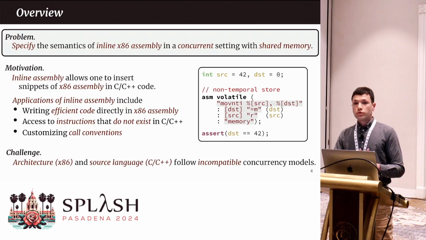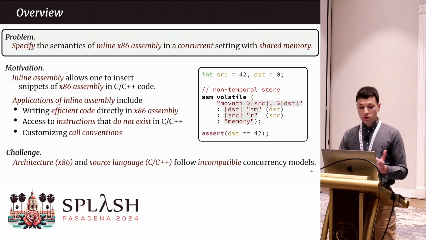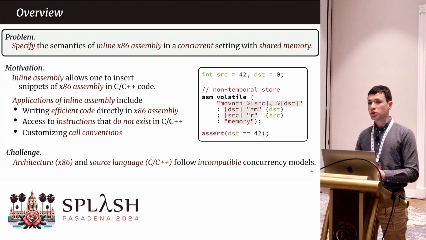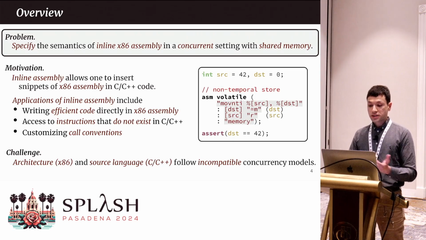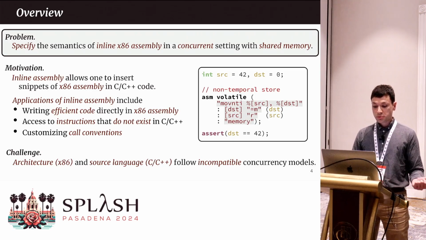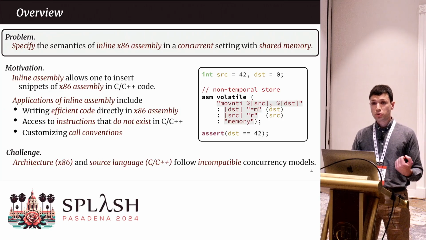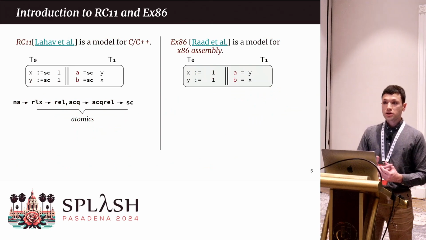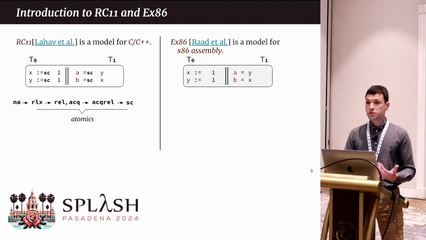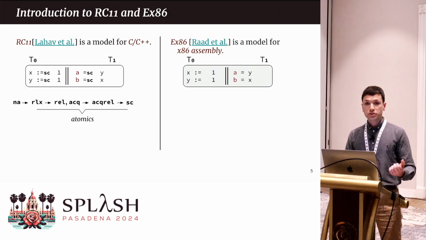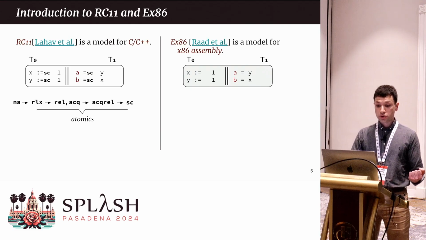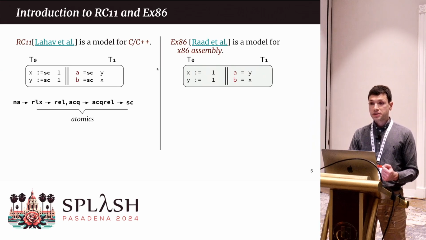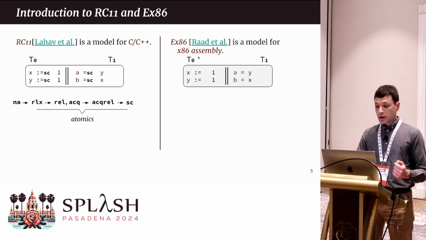So in the first part of the talk, I'm going to elaborate more on what these incompatibilities are. And in the second part of the talk, I'm going to explain our extended concurrency model for C++ with inline assembly. To appreciate these incompatibilities, it's good to have a basic understanding of the concurrency models of C++ and x86. So I prepared this short slide where I introduce RC11, the model for C++, and EX86, the model for x86 assembly.